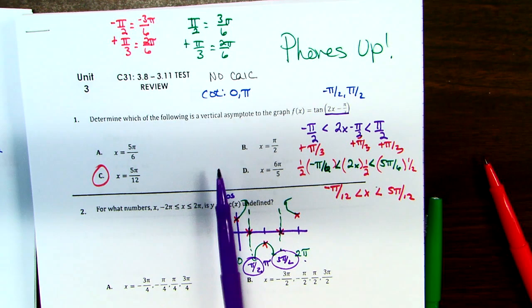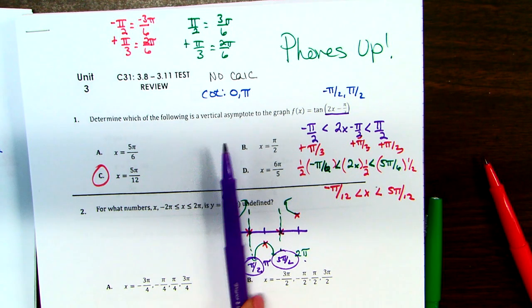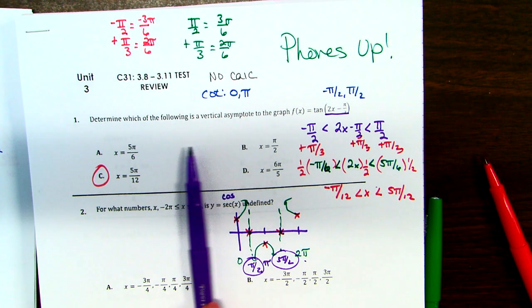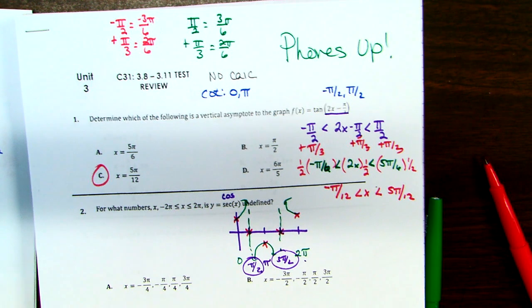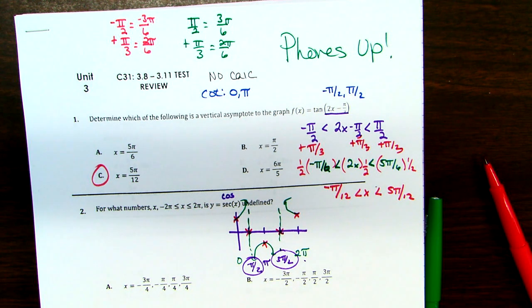Well, that's only from 0 to 2 pi. But without having to do the work, you could imagine that it just repeats to the left of 0. So that would be negative pi over 2 and negative 3 pi over 2. So that would be choice B. Okay, so asymptotes are where our graph is undefined.